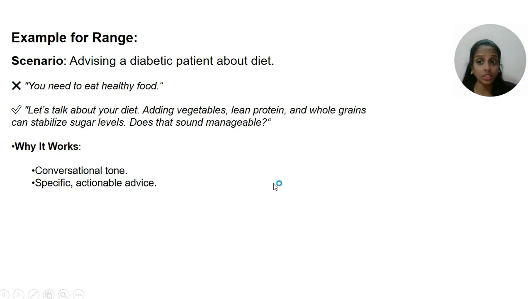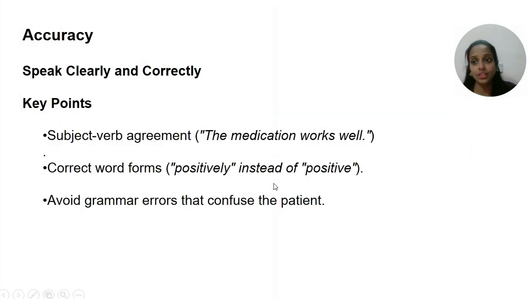And when we are talking about accuracy, variety is great, right? But it only works if your grammar and vocabulary are correct. Accuracy is all about using the right words for the context. Ensure your grammar doesn't confuse the patient. I'm going to tell you how to practice accuracy.